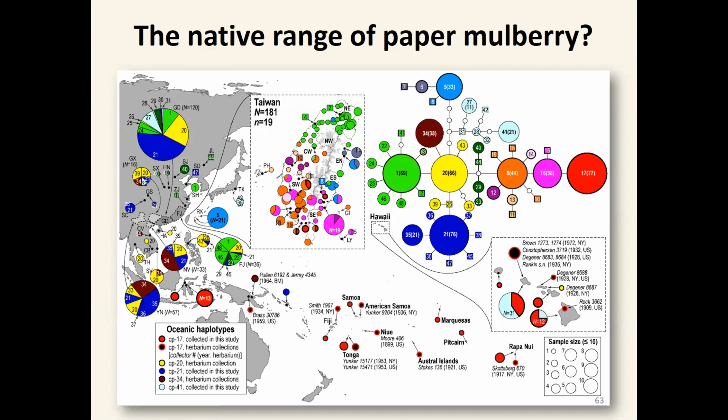Based on population genetic theories, we know that this region, including China, Taiwan, the Philippines, and Vietnam, is the most likely ancestral and native range of the paper mulberry tree. In comparison, the Pacific region has a very, very uniform genetic variation, suggesting the Pacific is an introduced range of the paper mulberry tree. This is also congruent with the hypothesis that paper mulberry was introduced into the Pacific from somewhere else.